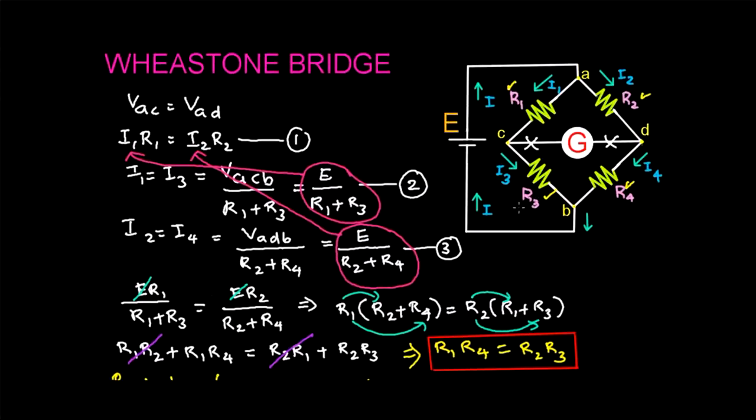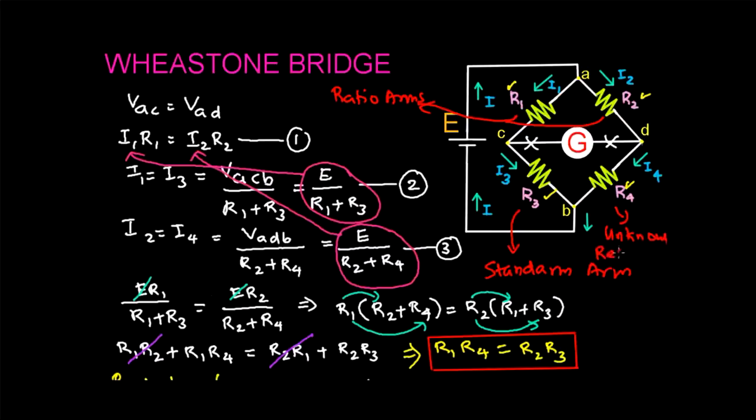One more point I have to add. Arm R3 is known as the standard arm, and the arms R2 and R1 are known as ratio arms. And we have just seen that R4 is the unknown resistance.